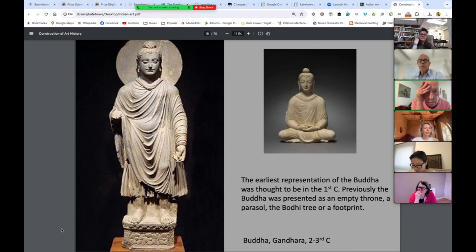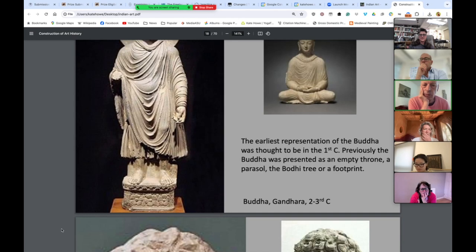This is again Gandhara. So the earliest representation of Buddha was around the 1st century AD. Previously, Buddha was presented as an empty throne, a parasol, a Bodhi tree, or a footprint. He's often up to life size, but with distinctly Greek elements within the depiction. Next.